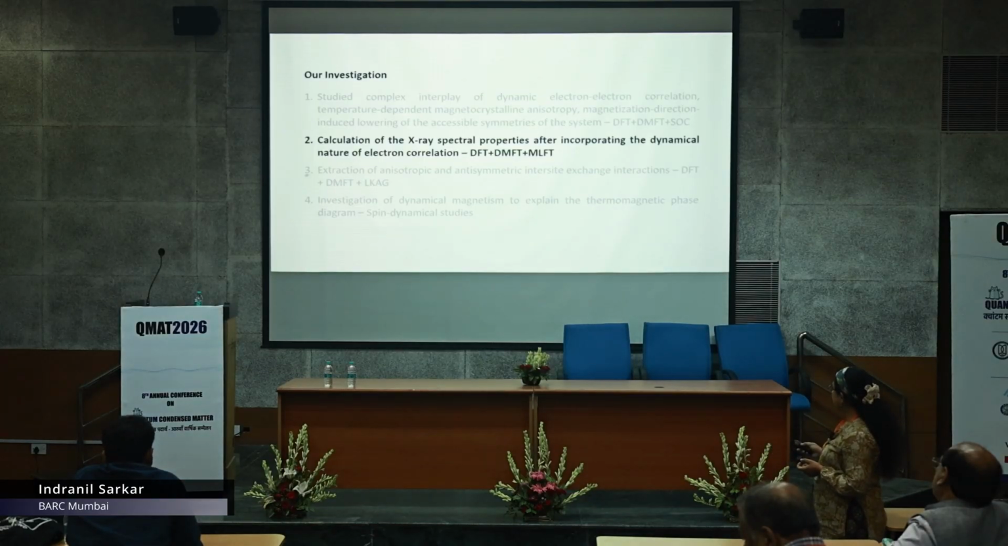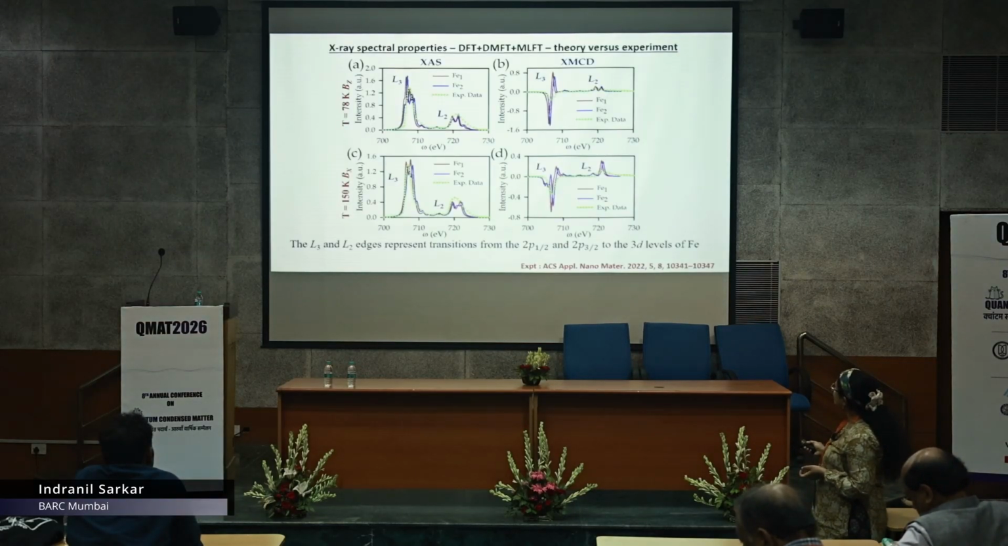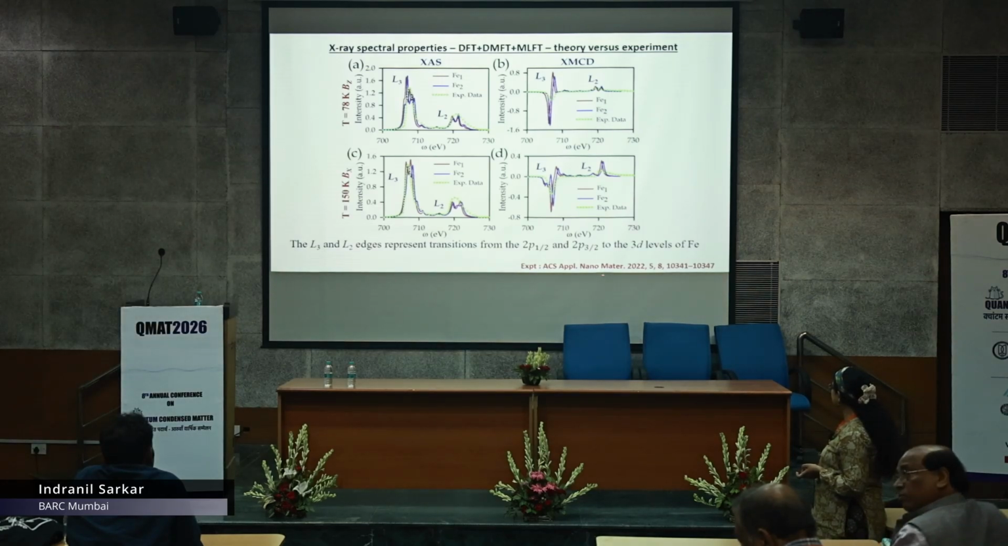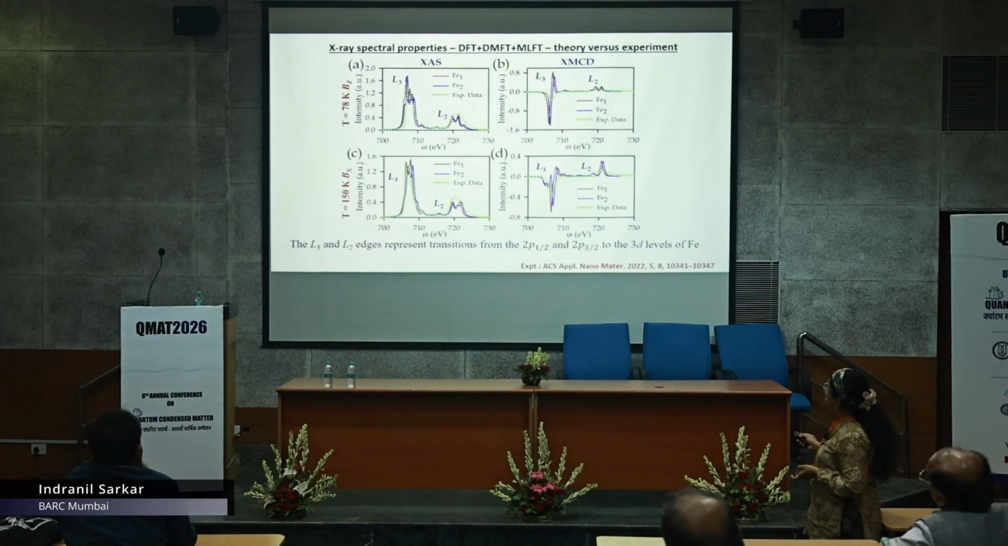Next is the DFT plus DMFT plus MLFT to calculate the core level spectral properties, and there we have matched our calculated spectra with the experimental spectra from this publication. Definitely in experiment we do not have any Fe1 or Fe2 separately, so it will be smeared out and it is an average thing, but our theoretical spectra have Fe1 and Fe2 different. Not very different, but there are multiple features which are different.